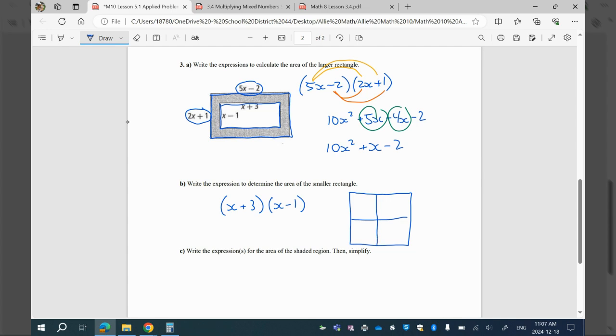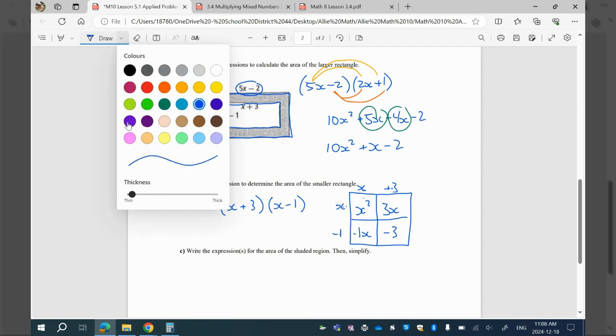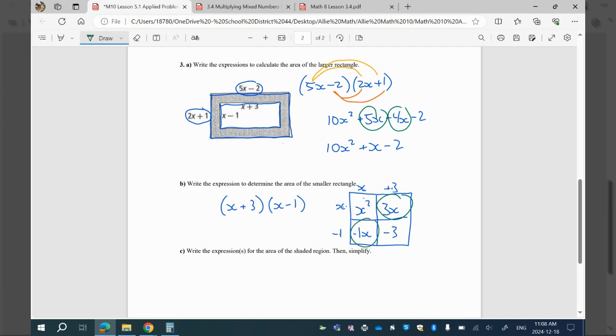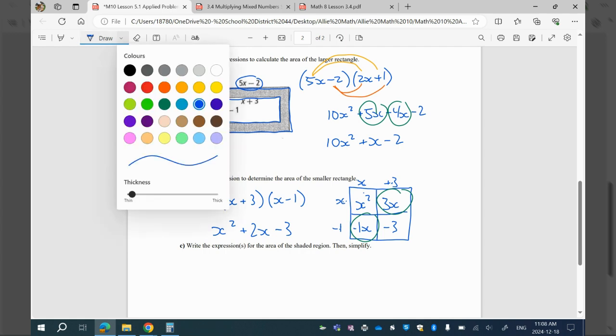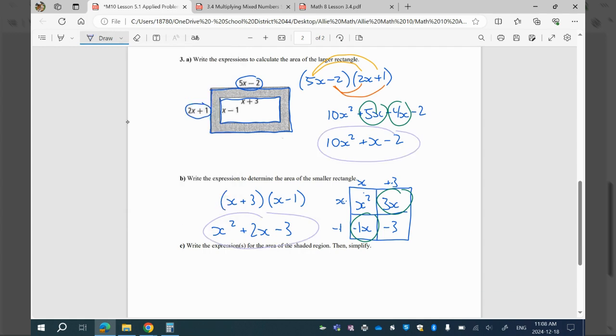So we can have an x plus 3 and an x subtract 1. We do our x times x in this box, x squared. X times positive 3 in this box, 3x. X times negative 1 in this box, negative 1x. And negative 1 times positive 3, negative 3 in that one. And then we can combine our like terms. So we've got an x squared plus 2x subtract 3. So that's our second one right there. We got that one.